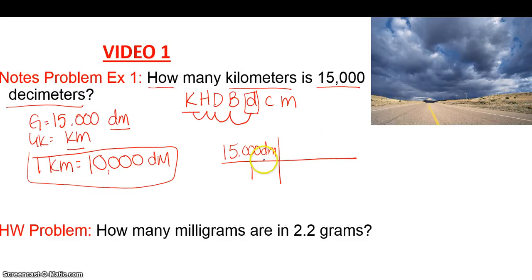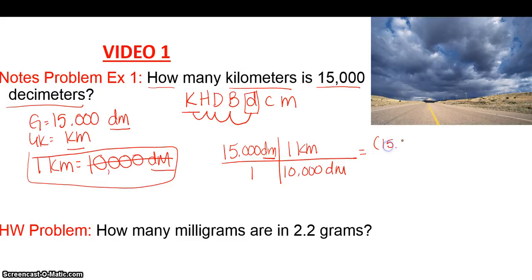If you look, the unit in our given is decimeters, which means that diagonal to that, we have to have decimeters to cancel it out. So on the bottom, we have to put 10,000 decimeters, which means that on top needs to go the other part of the conversion factor, which would be the 1 kilometer. If you think of in math class, when you have something as a numerator and something as a denominator, they cancel out.